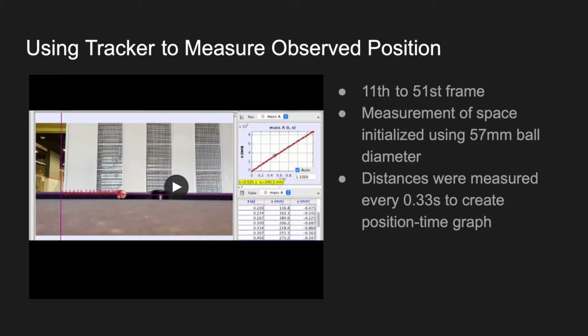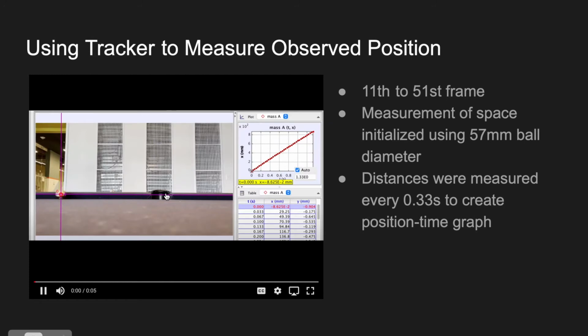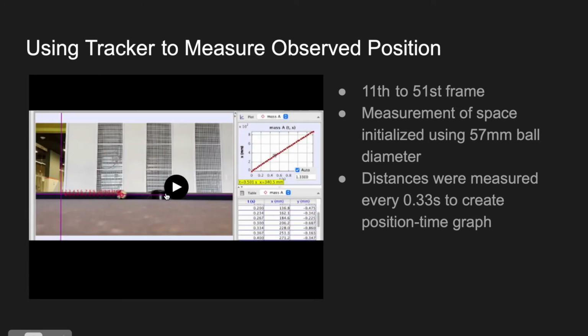In reality, the ball appears to have a constant velocity to our eyes, but the frictional force does slow the ball down, even within the time frame that I have examined. To demonstrate this, I used Tracker to analyze my video and graph the position of the ball over time. The distance in the video was initialized by the diameter of the ball, which was 57 millimeters.